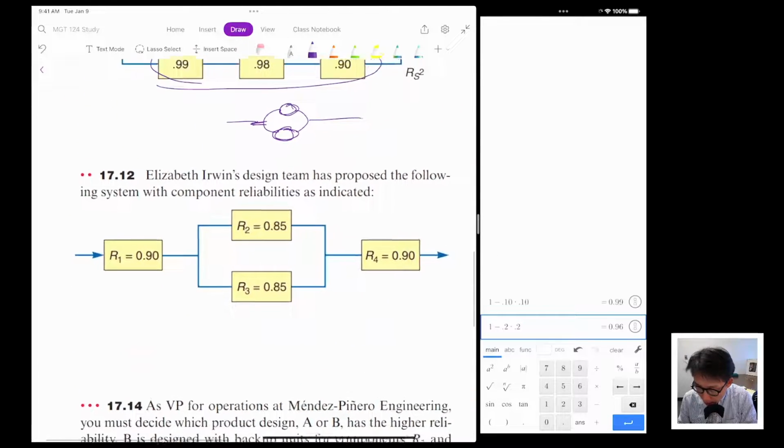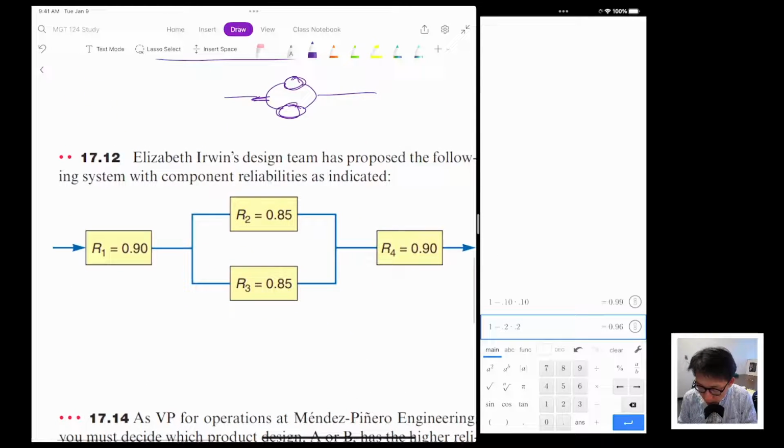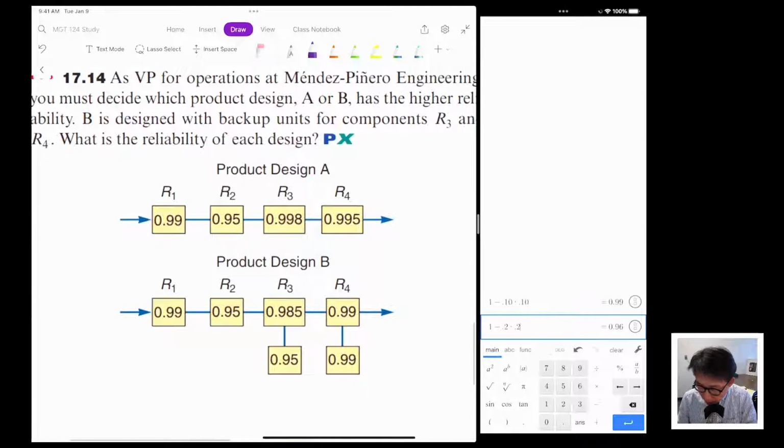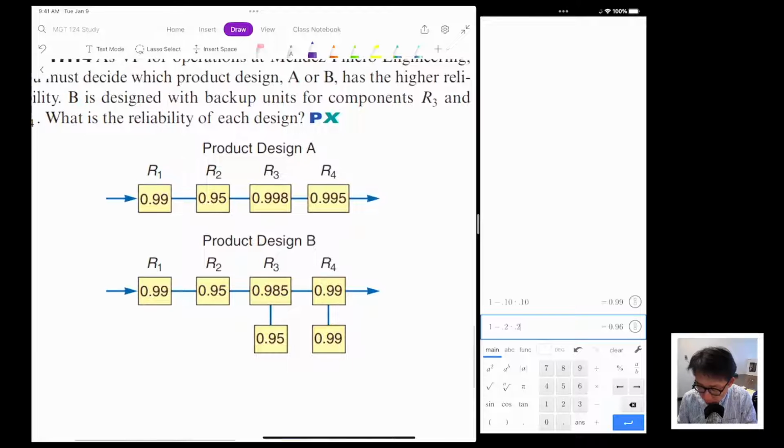And this last one. I'm looking at the subsystem right here, the middle system. This is a parallel, but you have to simplify it, and eventually it will become a series design like this. This is a kind of comparison. Again, you're comparing one series design with another series design with backups.